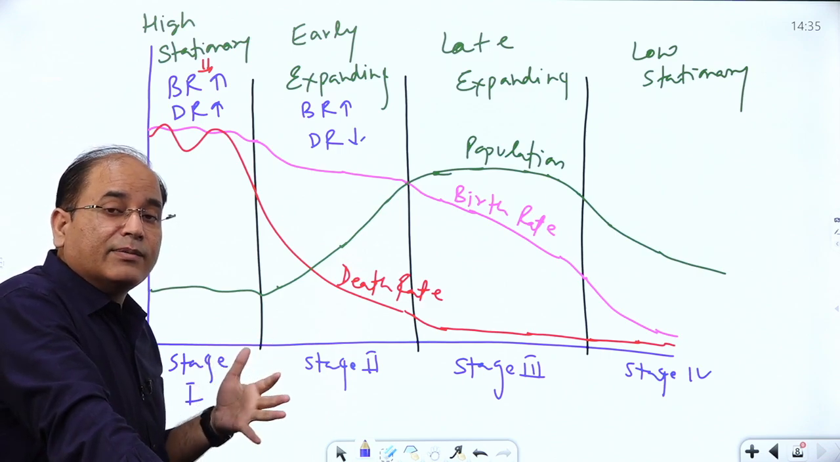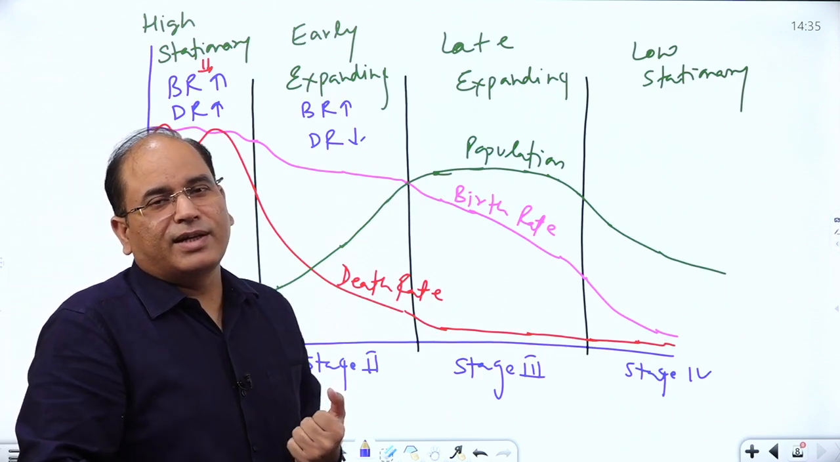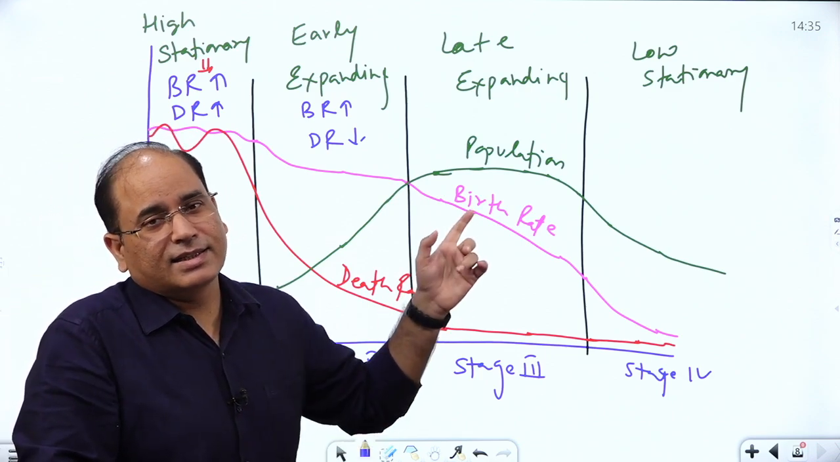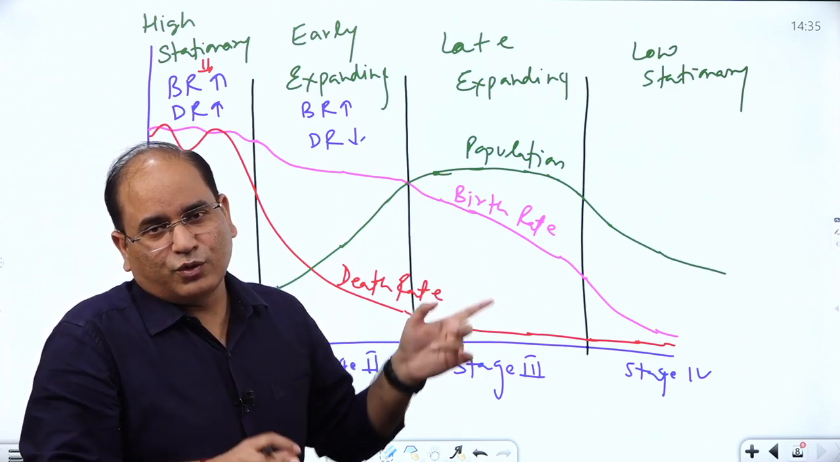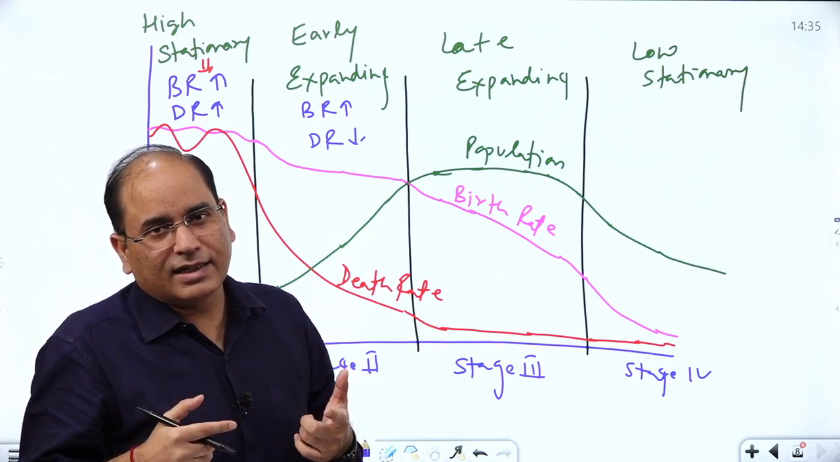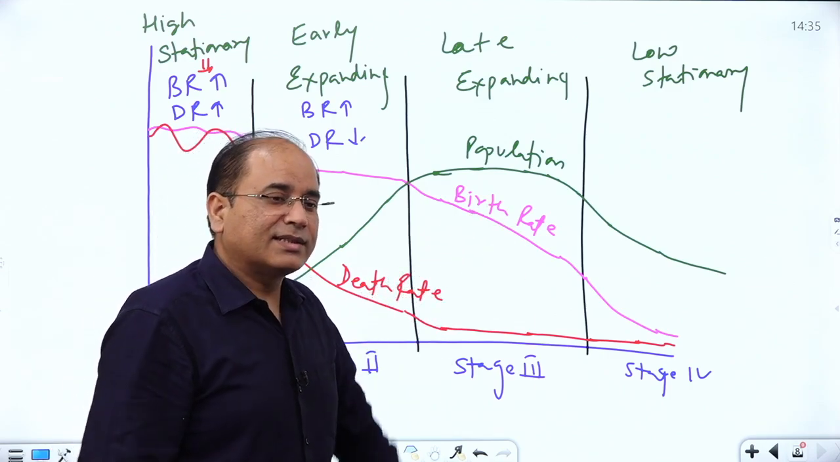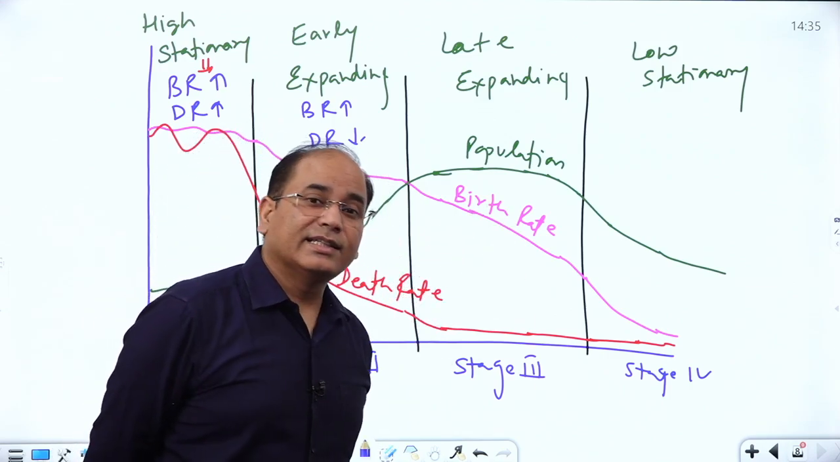Life expectancy has increased very high. But still, the birth rate is not declining. Birth rate has started declining. So the second premise has come, that birth rate will also start declining and it will try to match. That has come here. But still birth rate is not exactly the same as death rate.